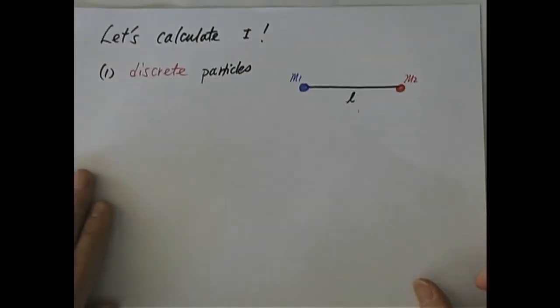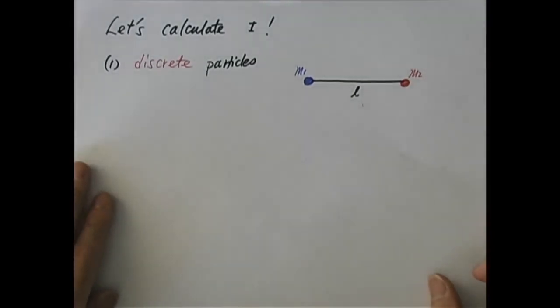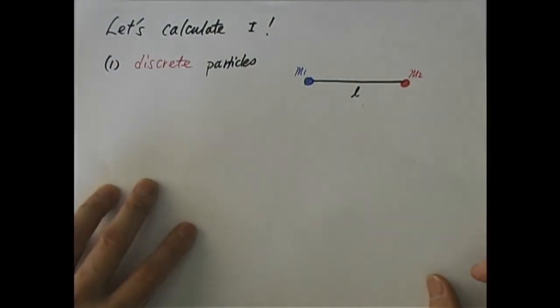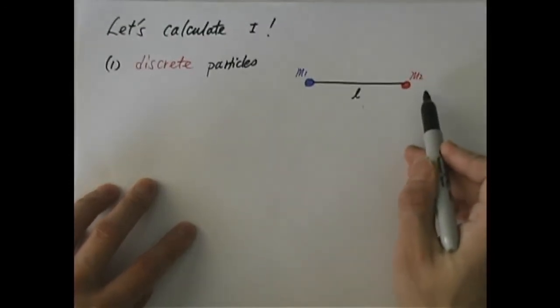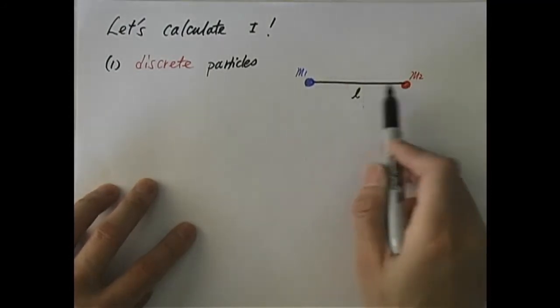Let's calculate I for discrete particles. The object is made of a whole bunch of point masses: 1, 2, 3, 4. I can count them. They're discrete. Let's look at this very simple case. We have only two point masses, m1 and m2, separated by distance L. Let us calculate the rotational inertia, or moment of inertia, of this dumbbell-shaped object.